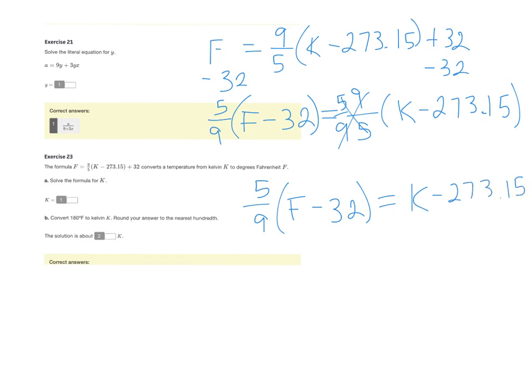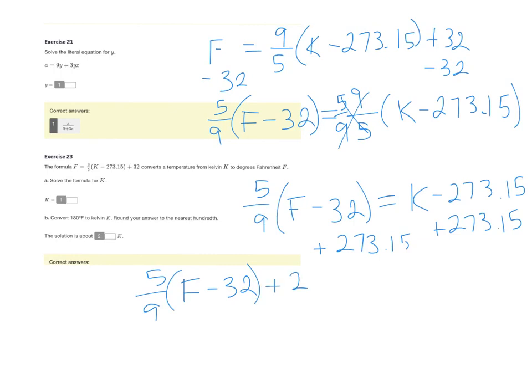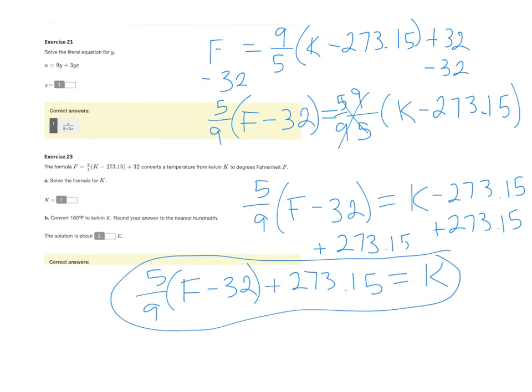273.15. The last thing that we have to do here to get k by itself is we're just going to add 273.15 to both sides. So I'm going to have 5/9 parentheses f minus 32, close the parentheses, plus 273.15, and that's all going to equal k. And that is the answer to the first one.